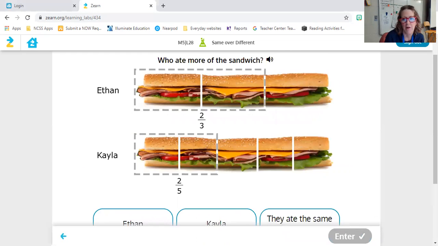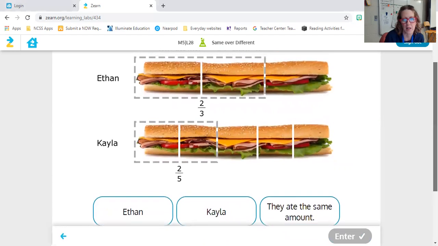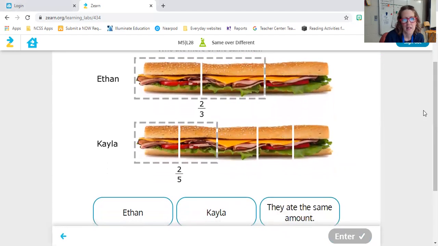Okay. So now our question is, who ate more of the sandwich? Let's look. Ethan ate 2/3 of the sandwich. Let's look at how much he ate and how much Kayla ate. Now remember what we said before. The more pieces you divide it into, the smaller the pieces get. If you're sharing this sandwich with just 2 of your friends, then it's just 3 of you trying to eat this sandwich. But if you've got 4 friends you're sharing it with, that's 5 of you trying to eat this sandwich. If everybody's going to get an even part, then they're not going to be very big.